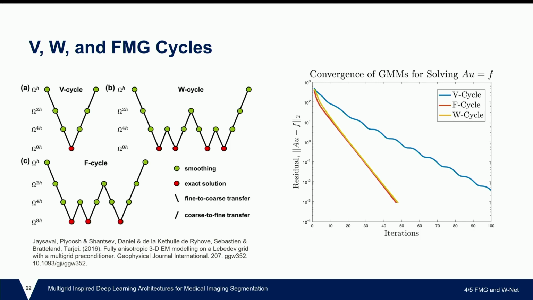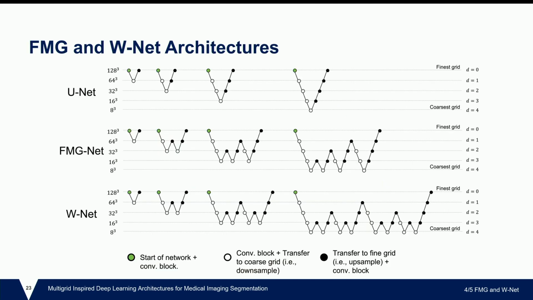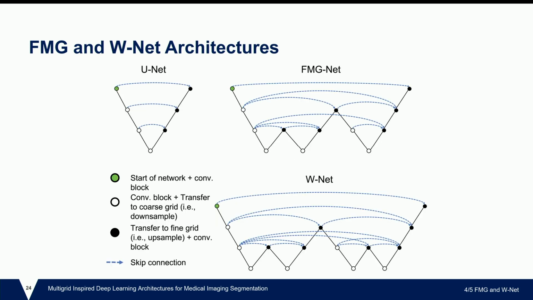If you're trying to solve a linear system, you can see that these W and FMG cycles actually converge much faster. So our hypothesis was, okay, if we were to design neural networks based off these cycles, can we see faster convergence to lower loss values as well as an improvement in accuracy? And so, right, when we design these architectures, here's a sketch of the UNet versus what we're calling the FMGNet and WNet architectures for different depths or number of pooling operations you're using in your encoder. And here we'll illustrate it with the skip connections for the number of poolings or depth set to 3.